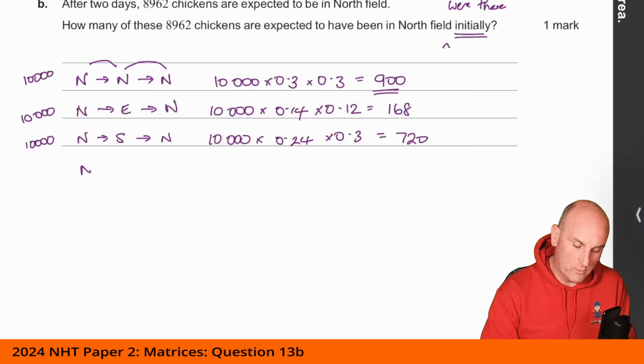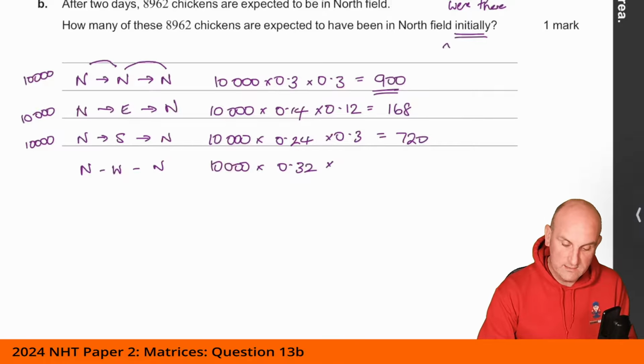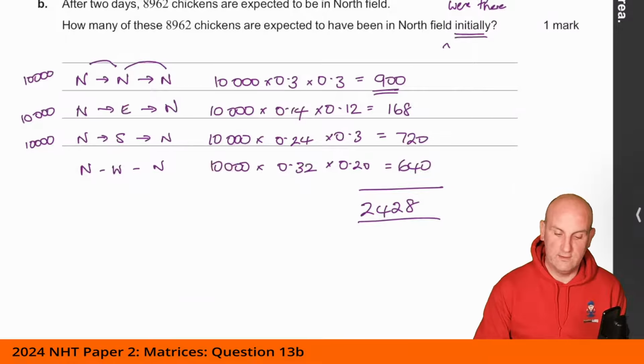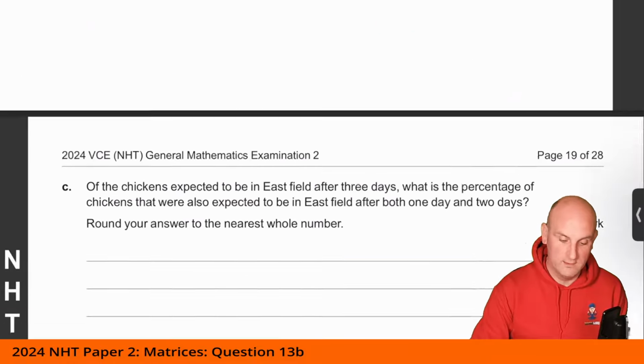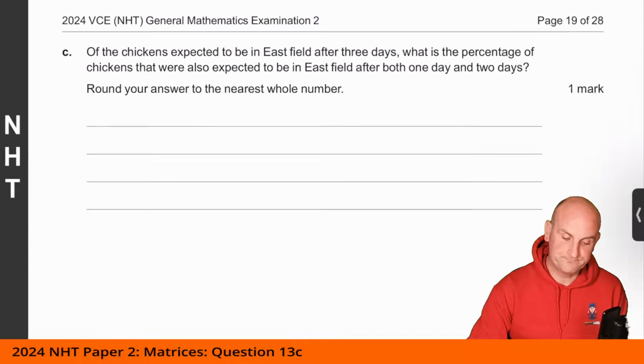And again, North to West to North: 10,000 times 0.32. Those North chickens went to the West, and of that, 20% came back to the original field, which gave 640. And when you add all those together, you get 2,428. And I'm 98% sure that that's the answer they're looking for. And that was hard work, particularly hard work for 1 mark.